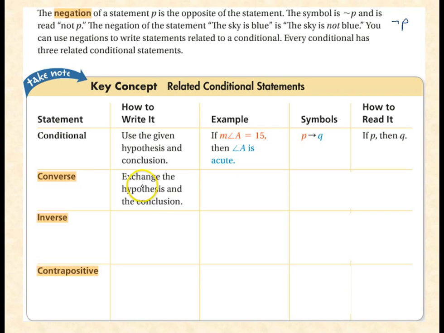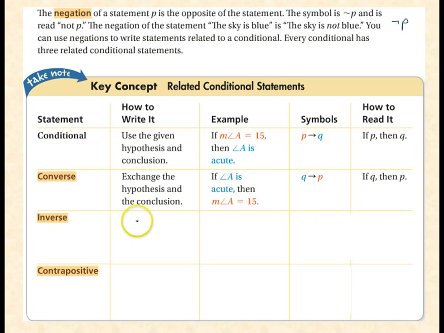The converse of a statement switches the hypothesis and the conclusion. So that would be like this. If angle A is acute, then the measure of angle A equals 15 degrees. That's not always true, but that's what the converse is for that statement. Symbolically, we would say Q implies P. We'd say that the conclusion implies the hypothesis. So if Q, then P.